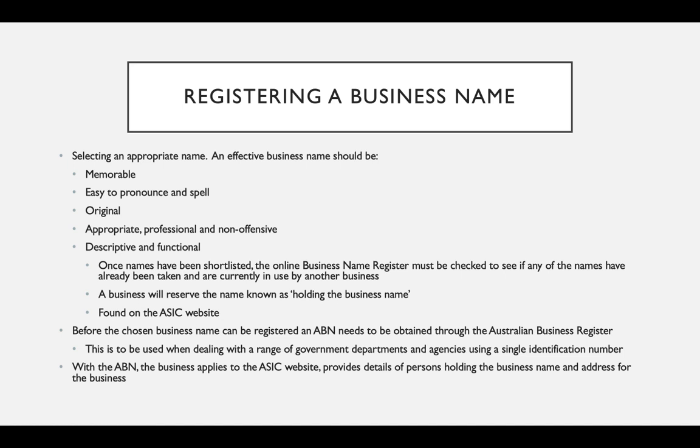Okay, so don't get confused between an ABN, which is an Australian business number, and an Australian business name. Okay. This is to be used when dealing with a range of government departments and agencies using a single identification number. With the ABN, the business applies to the ASIC website, provides details of persons holding the business name and the address for the business itself. Okay, so if you are an at-home business, your address will also be your business's address.